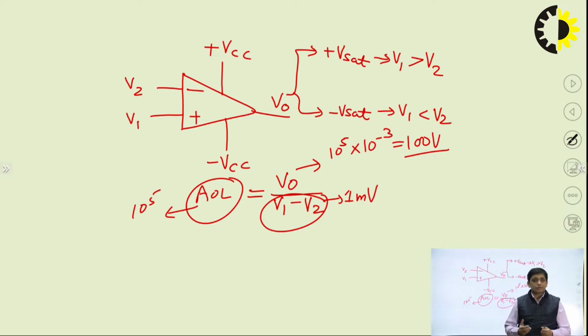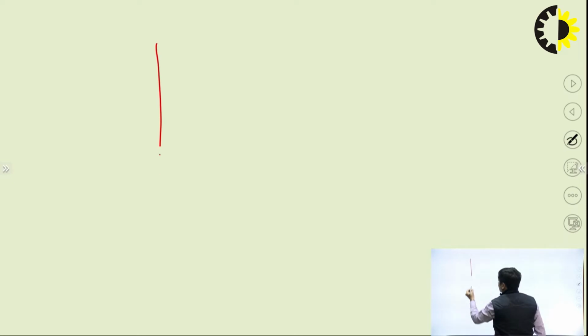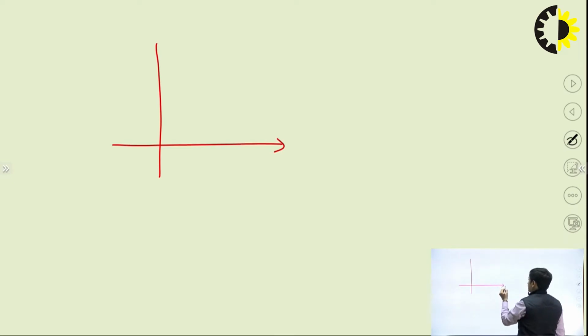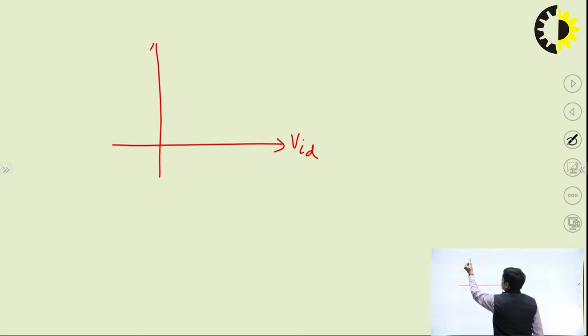Fine. So sometimes we say that this open loop configuration of op-amp has digital output because it is giving only two values, plus Vsat and minus Vsat. And when we draw the transfer characteristics of this operational amplifier, from there we can understand. At the x-axis, it is input voltage, that is the input differential voltage VID, and at the y-axis it is output voltage V0.